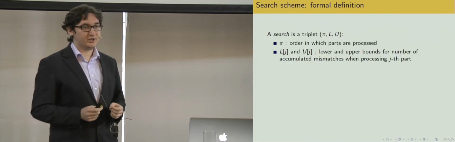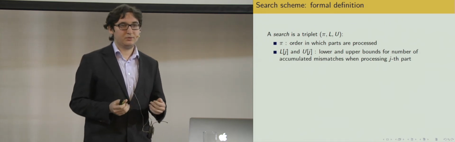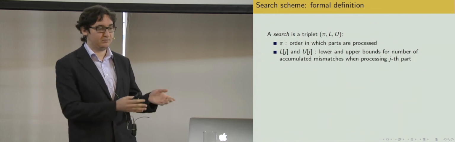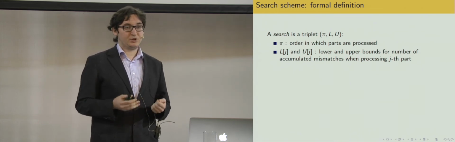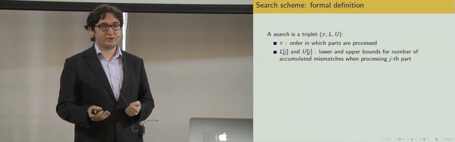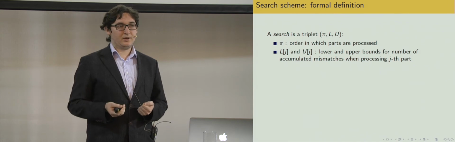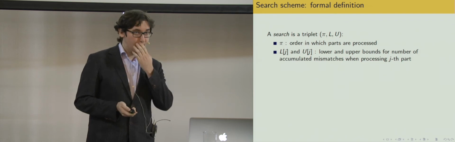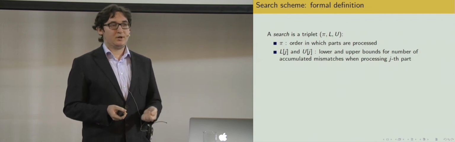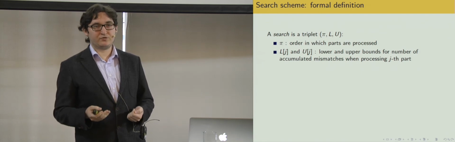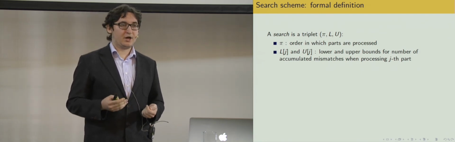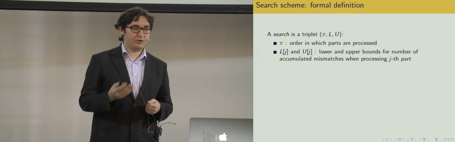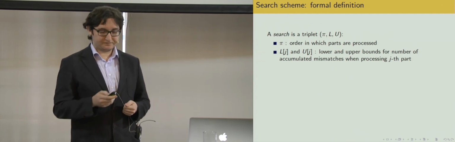Let's start with definitions. What you need to perform a search of a pattern. It is divided into parts, and to perform a search, you need to know the order in which you process the pattern, and then you need to know the lower bounds and upper bounds for the number of errors that you are allowed to do. So that's 3 strings: the order, lower bounds for errors, and upper bounds.